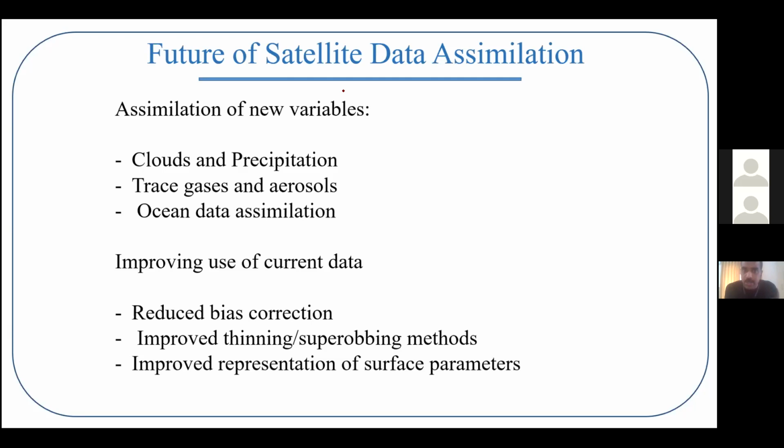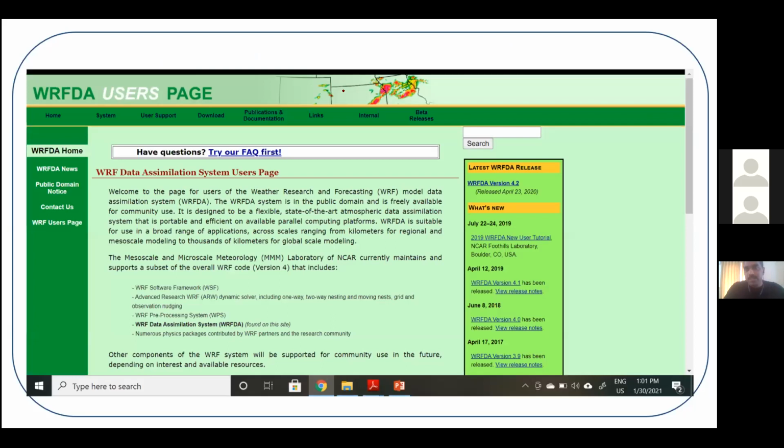Just in case you are interested in doing any work on satellite data assimilation, you can visit the WRFDA user page. It has all the codes for data assimilation, the ensemble Kalman filter code and the variational assimilation code. It also explains in detail how to perform data assimilation.